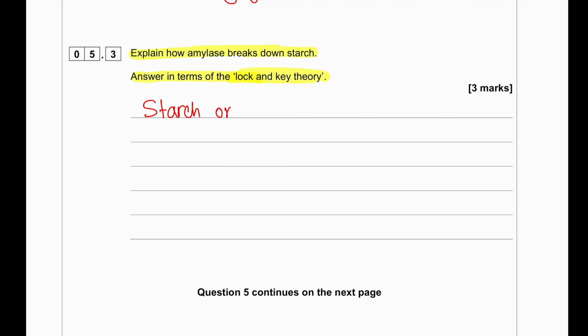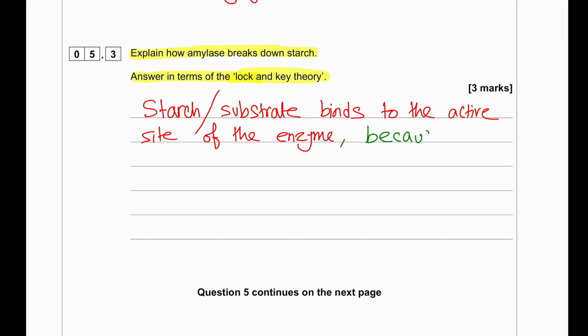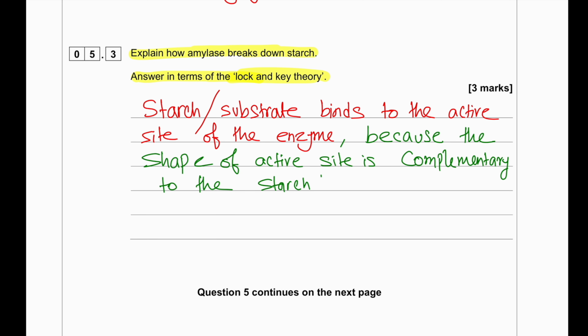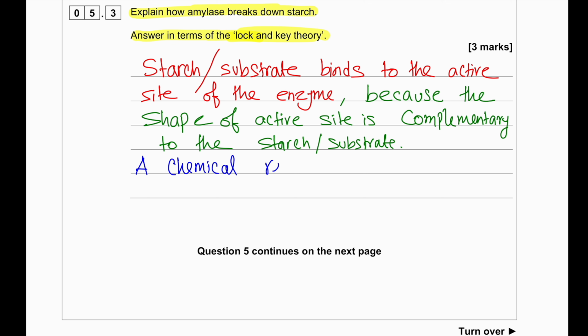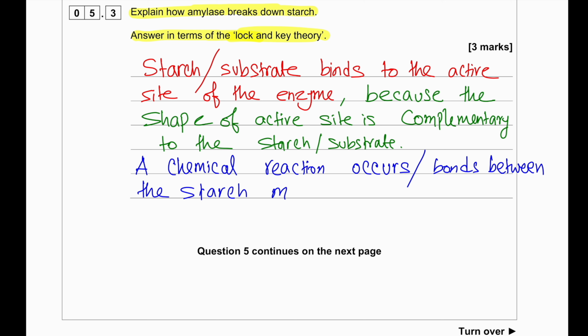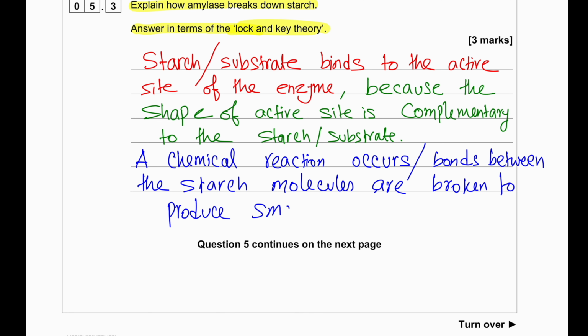So first of all, we're going to say the starch binds to the active site of the enzyme because the shape of the active site and the starch are complementary. Then we can write that a chemical reaction occurs to produce smaller molecules. Or we can say the bonds between the starch molecules are broken down to produce smaller molecules. Guys, a generalized understanding for the lock and key theory: the enzyme acts as the lock, whereas the substrate acts as the key.